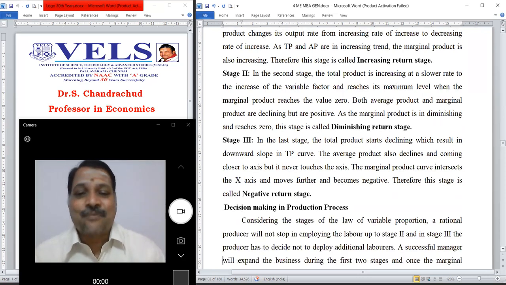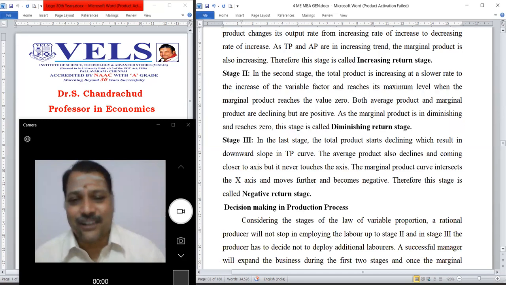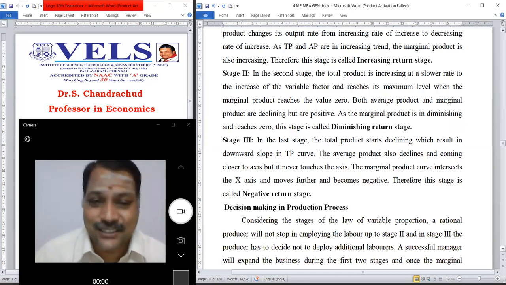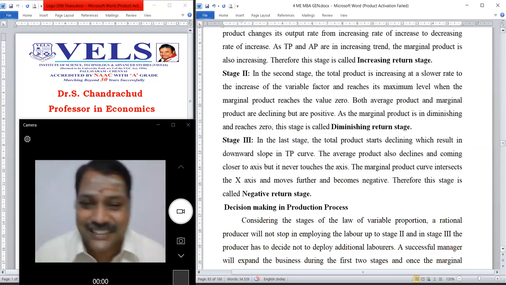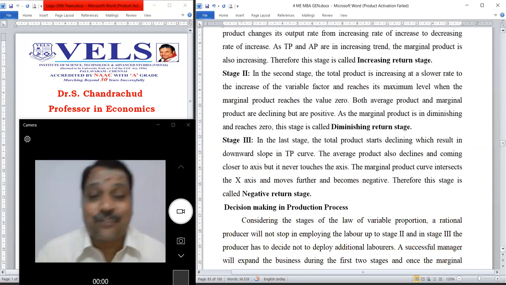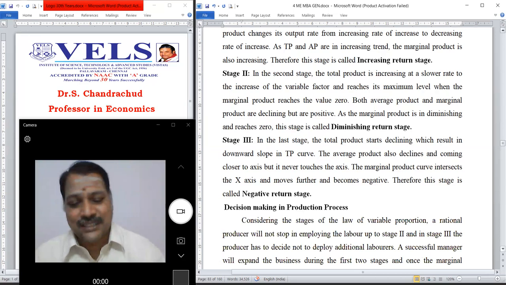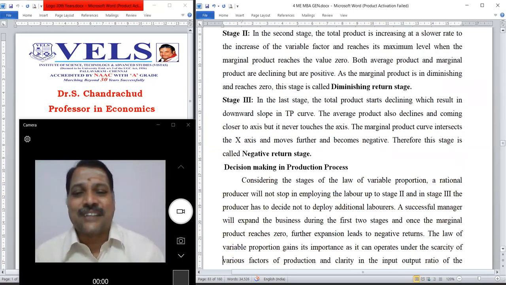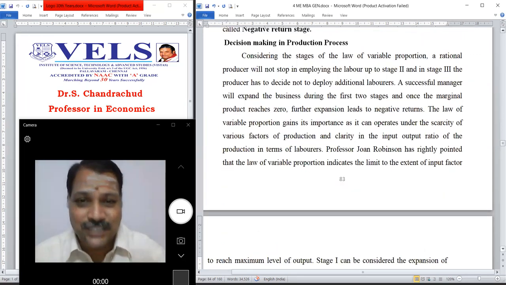In the last stage, the total product starts declining, which results in a downward slope of the TP curve. The average product also declines, but it comes closer and closer to the input axis, though it never touches the axis because some meager value will be there. But the marginal product curve intersects the x-axis and moves further and becomes negative. Therefore, this stage is called the negative return stage. So the law of variable proportion has 3 stages: one is the increasing return stage, second is the diminishing return stage, and third is the negative return stage, based on the marginal production.